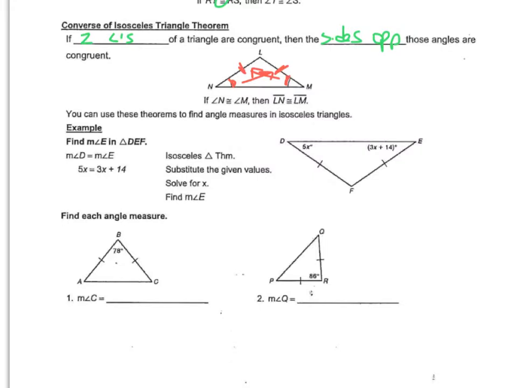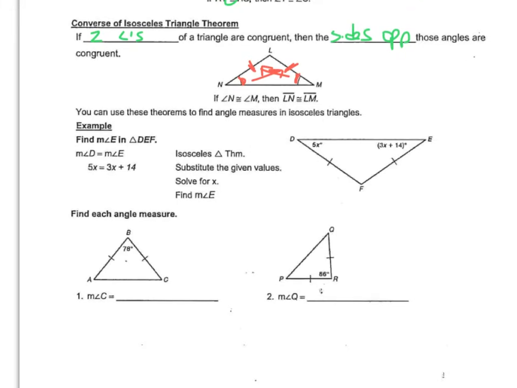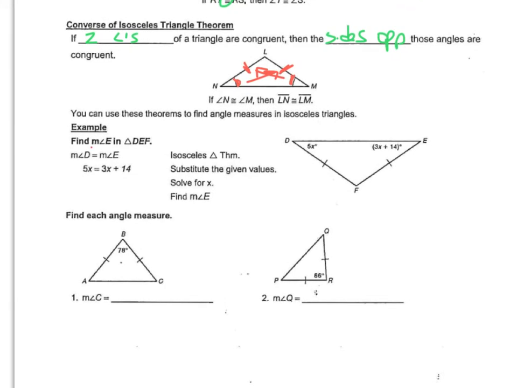And now we can use these theorems to help us solve problems. So in this example, we're going to try to find the measure of angle E. I have two congruent sides, which means I'm dealing with an isosceles triangle. So I'm going to draw my little arrows to find my base angles. And look, what I've been given are those two base angles. Once again, it doesn't matter that they're on the top.